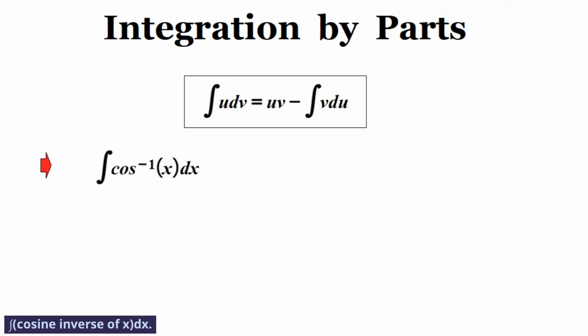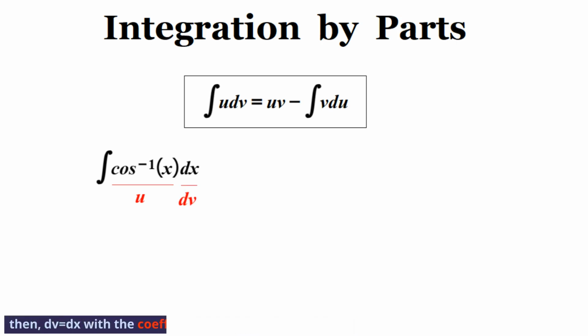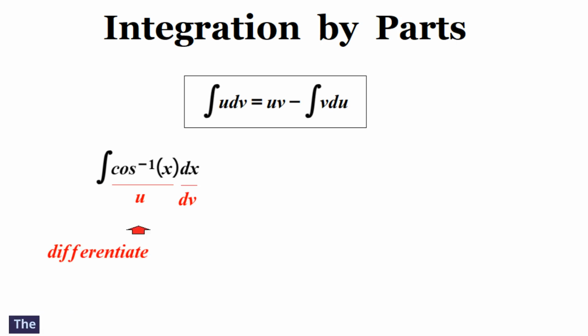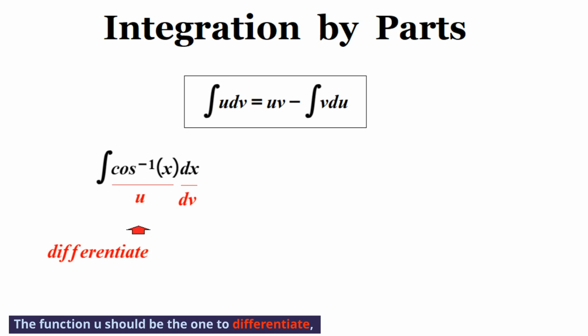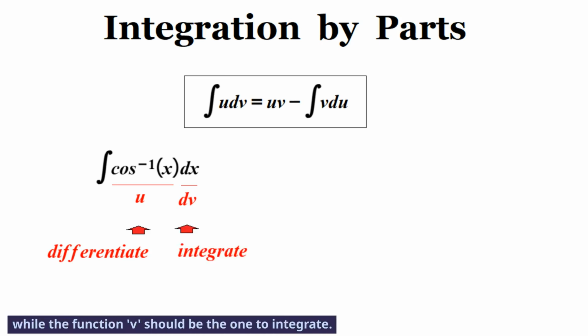Integral cosine inverse of x dx. Let's choose the function u to be the cosine inverse of x. Then, dv equals dx with the coefficient being 1. The function u should be the one to differentiate, while the function v should be the one to integrate.